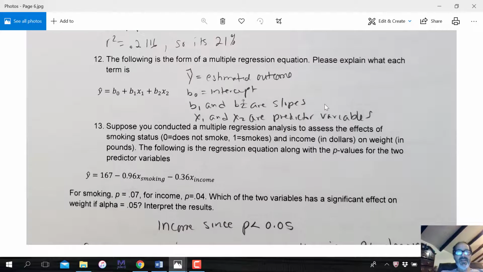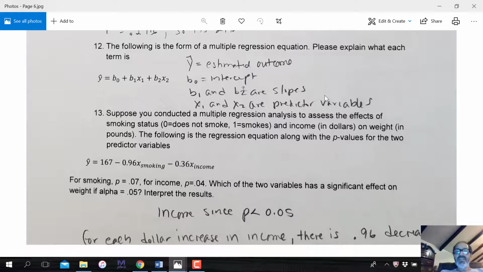Here's a multiple regression equation. Explain what each term is. So this is a multiple regression equation. It's a prediction equation, right? We're just looking at the predictive value. That's why we don't see any error term here, right? So this is the predicted value.